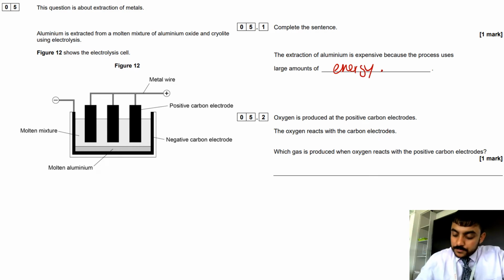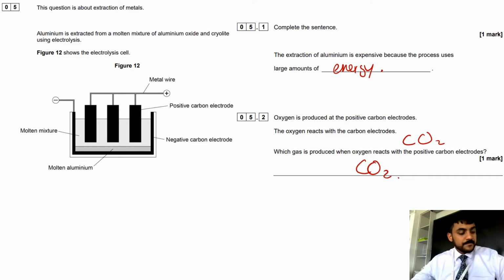Now, why does this process use large amounts of energy? Because it is having to supply large voltages between the electrodes. Oxygen is produced at the positive carbon electrodes. The oxygen reacts with the carbon electrodes. Which gas is produced when oxygen reacts with the positive carbon electrodes? Carbon plus oxygen, CO2. Of course, it's carbon dioxide.